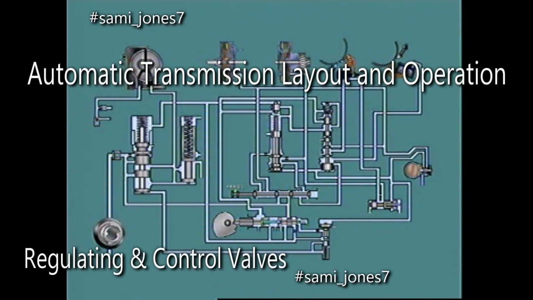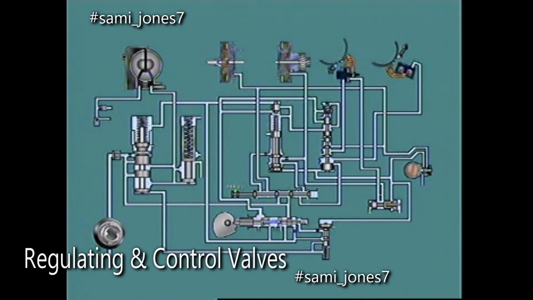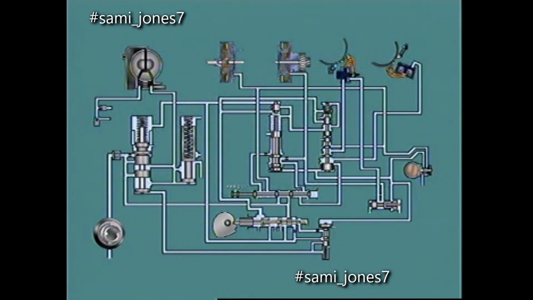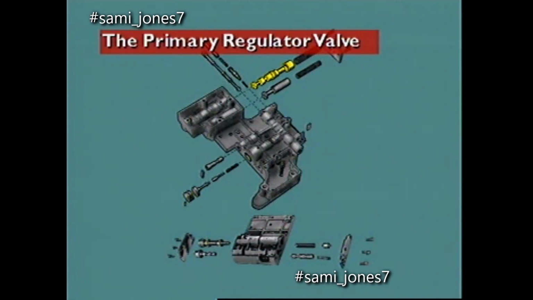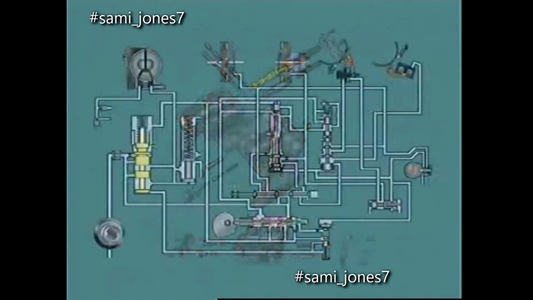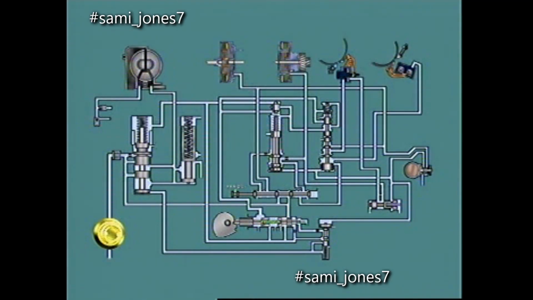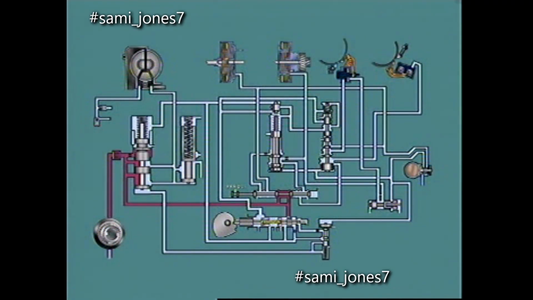The hydraulic system of this transmission has a number of regulating and control valves. They can be identified in this hydraulic circuit diagram. This valve controls fluid pump output to maintain the required line pressure in the system. Line pressure is the highest pressure in the transmission. All other pressures are derived from it.